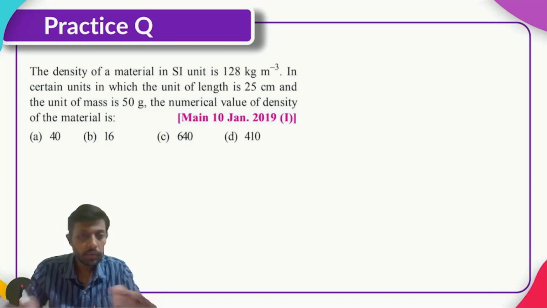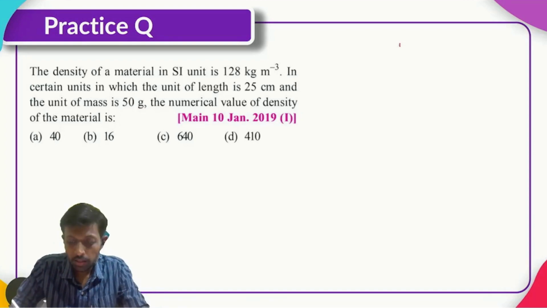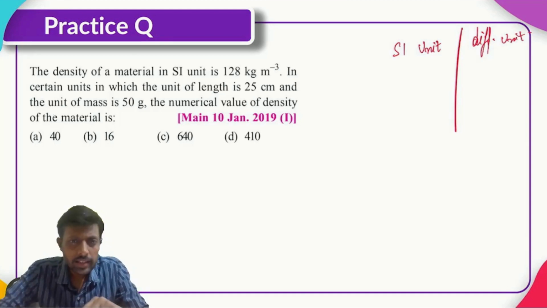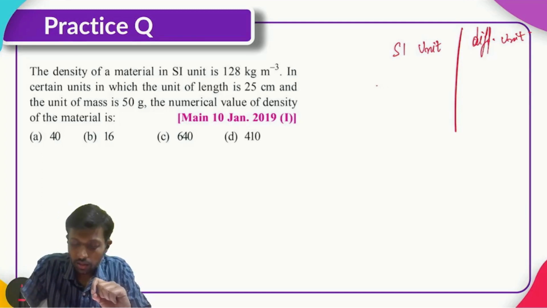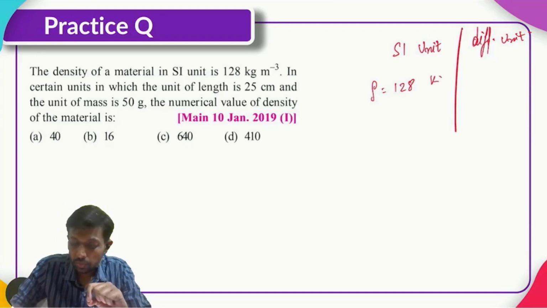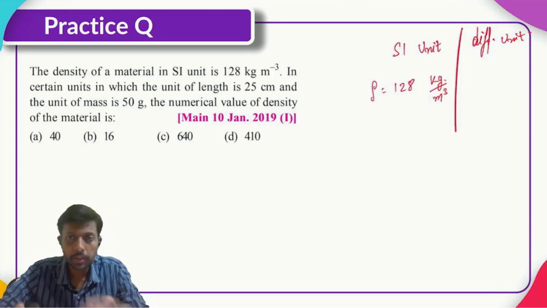So what do we have? We have two different types of systems. One is the SI unit and the other is a different unit. In the SI unit, the value of density is 128. So density is equal to 128. Density is mass per unit volume. So in SI units, its unit is going to be kg per meter cube. Mass per unit volume. We've taken standard units of everything.